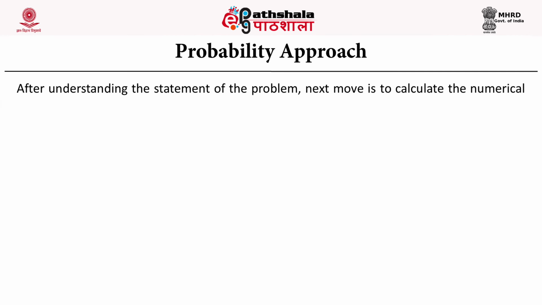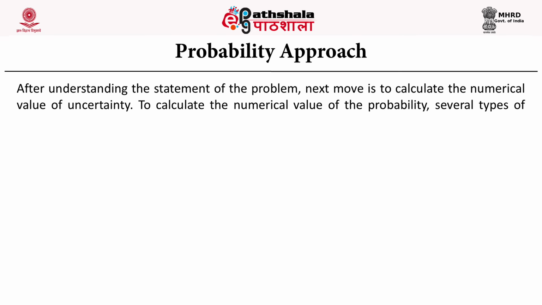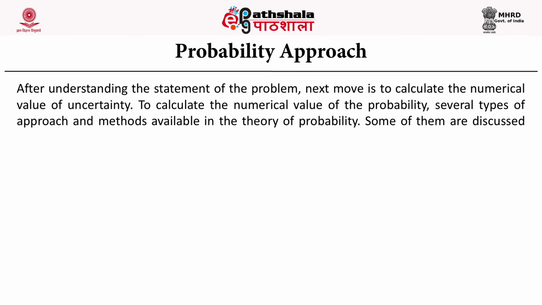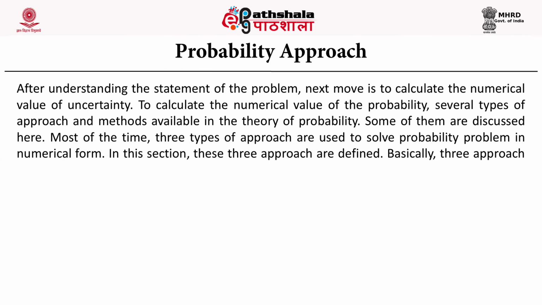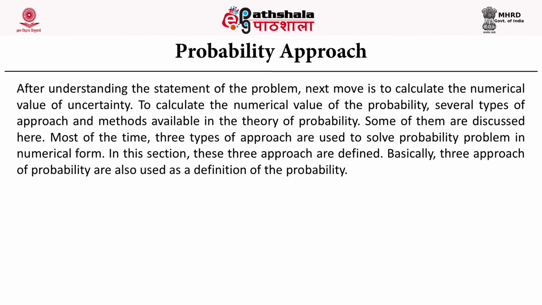Now we will discuss probability approaches. After understanding the statement of the problem, the next move is to calculate the numerical value of uncertainty. To calculate the numerical value of probability, several types of approaches and methods are available in the theory of probability. Some of them are discussed here. Most of the time, 3 types of approaches are used to solve probability problems in numerical form. In this section, these 3 approaches are defined. Basically, the 3 approaches of probability are also used as definitions of probability.